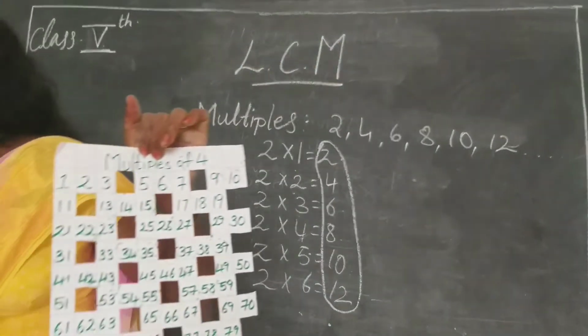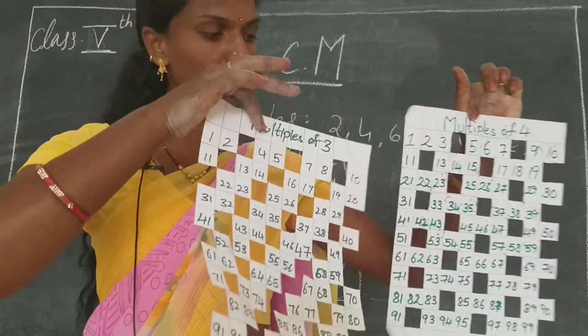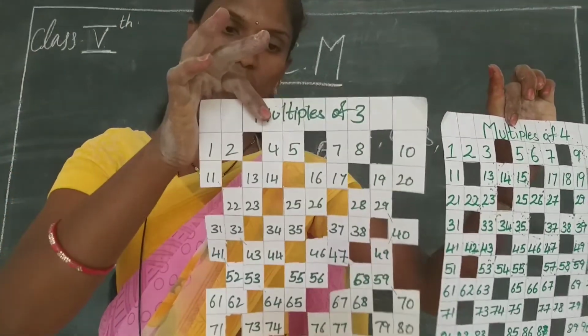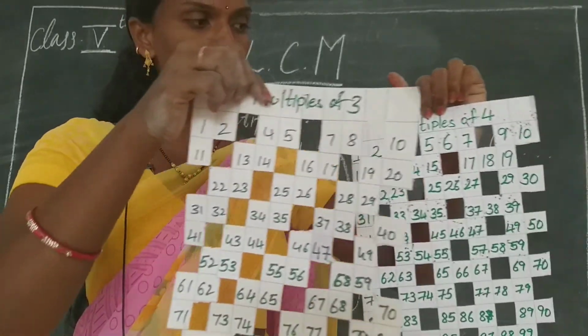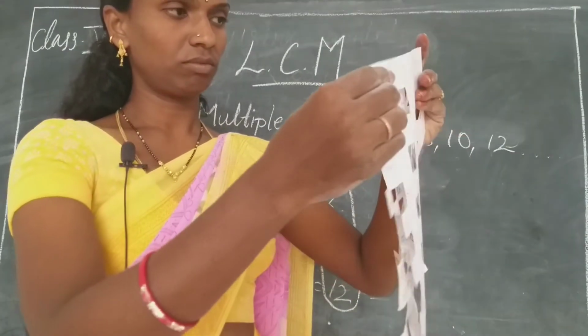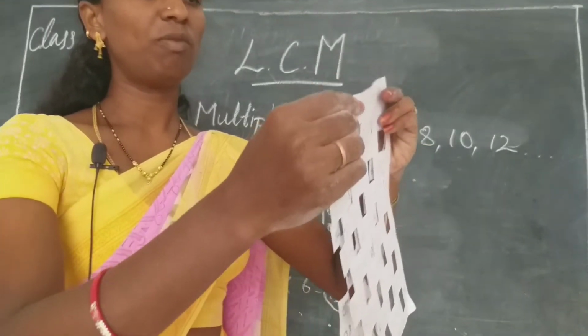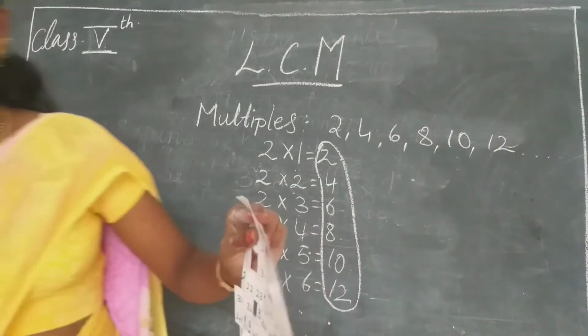In this chart I have removed all the multiples of 3. So here in these I have removed all the multiples of 4. In these I have removed all the multiples of 3. Now I will place one after the other. Now I will place all these two charts on the number chart.